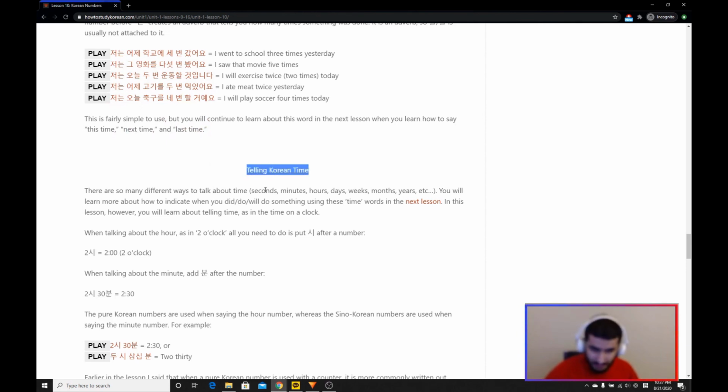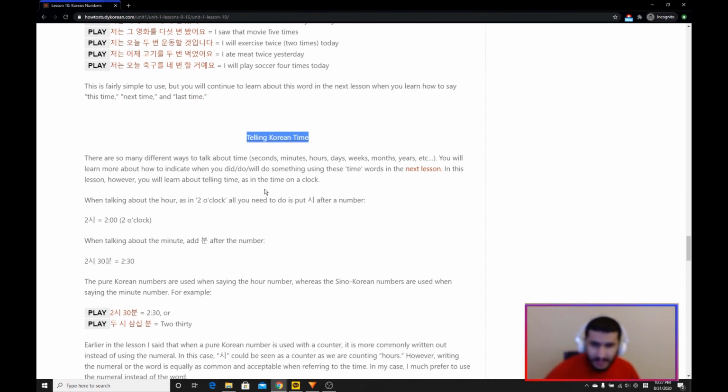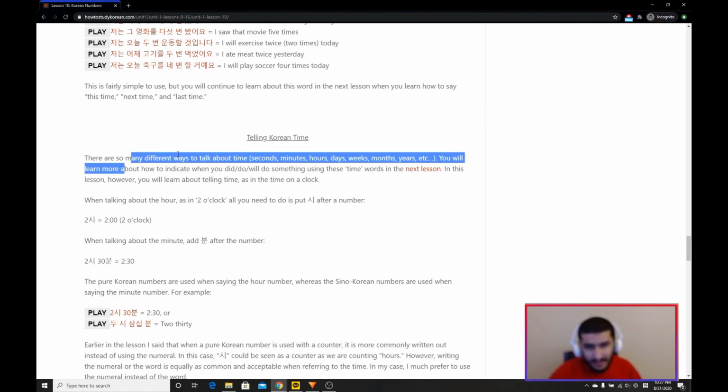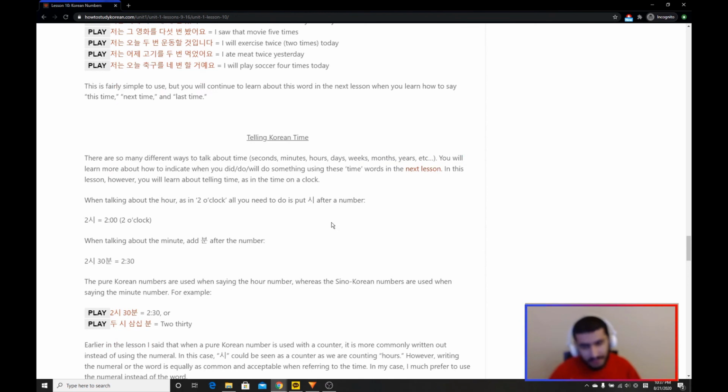Telling Korean time. We talked a little bit about it here and there, but now we're actually going to jump into it. There are many different ways to talk about time: seconds, minutes, hours, days, weeks. You will learn more about this in the next lesson, but in this lesson, we're going to tell time as in, what time is it?